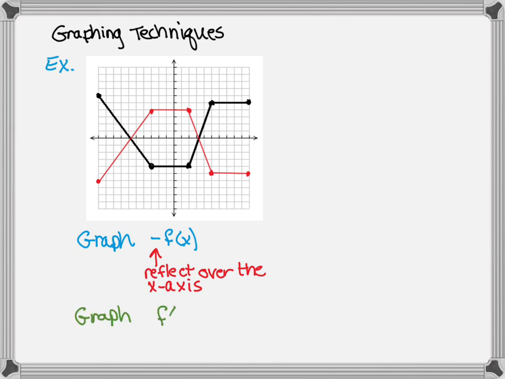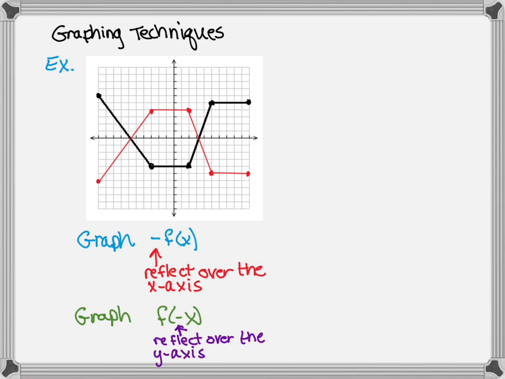So let's look at one more on this same coordinate plane. Let's graph f of negative x. So the negative inside the parentheses with the x means to reflect the graph over the y-axis. So again, I'm looking at the very original graph in black. So I'm going to take those same 5 points and now reflect them over the y-axis.